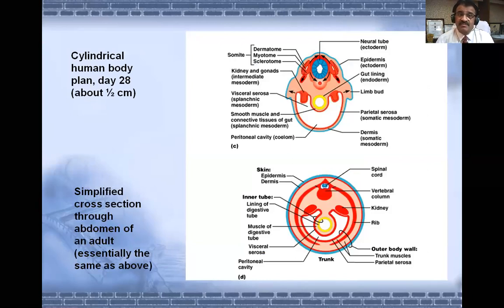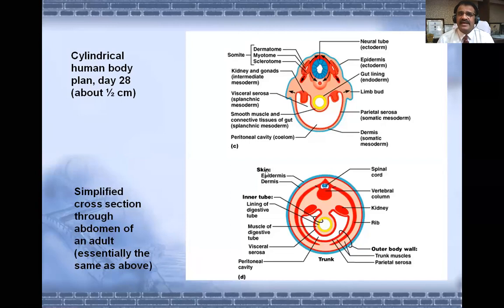Okay. A simplified cross section through the abdomen of an adult is essentially the same as above. So this is an adult body, with the cross section taken at the level of the adult abdomen, and this is at the same level in the embryo. So you can see the similarity between these two. This is how we compare the fetus with the adult human body.